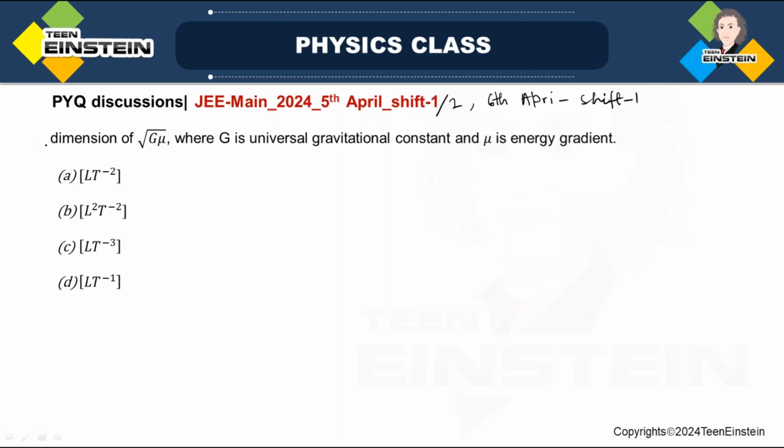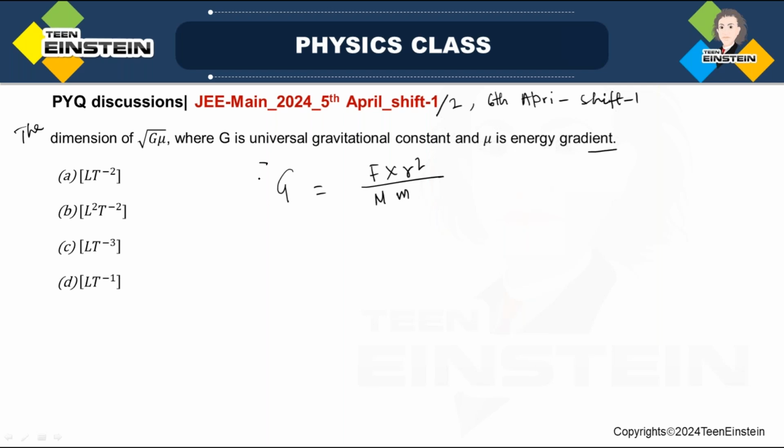So as you see, this question is actually from dimension analysis from the very first chapter. Here the question was the dimension of square root of G and mu, where G is the universal gravitational constant and mu is energy gradient. As you know, how do we know G? G is equal to F into R square by capital M and small m. Okay, so this is the gravitational constant.